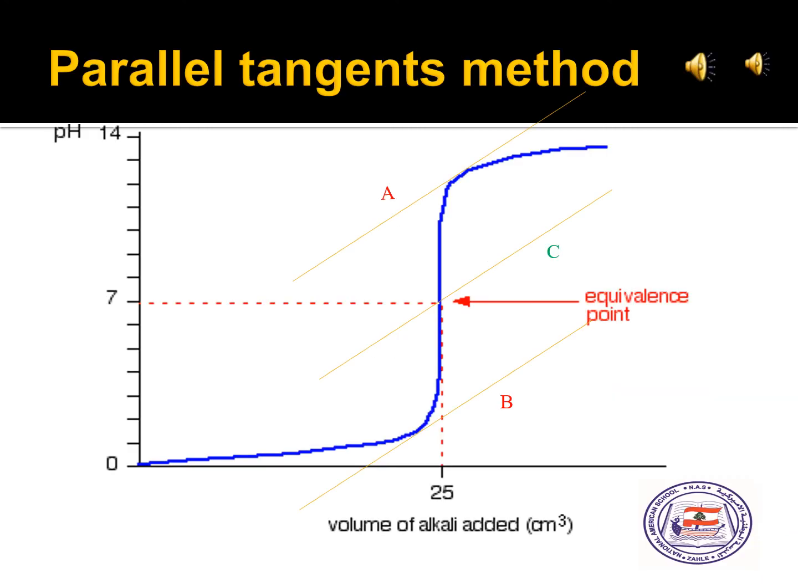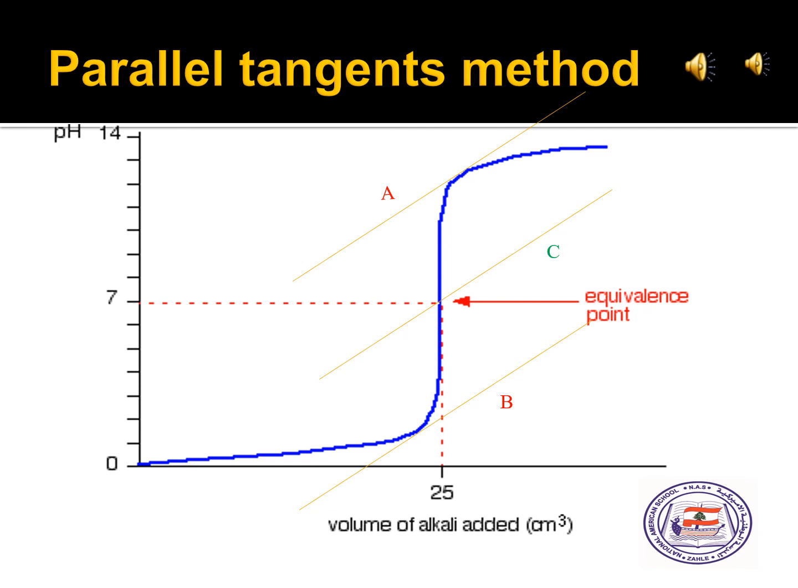Let's explain the parallel tangents method. Remember, like I said earlier, the parallel tangents method is a method used graphically in order to determine the coordinates of the equivalence point. Now look at this graph, the curve drawn in blue. On this curve, we have two tangents A and B. Now, the tangent C is the equidistant parallel between the two tangents A and B.